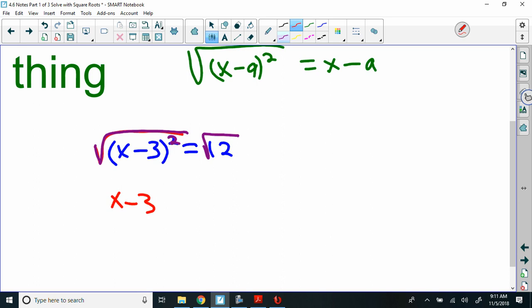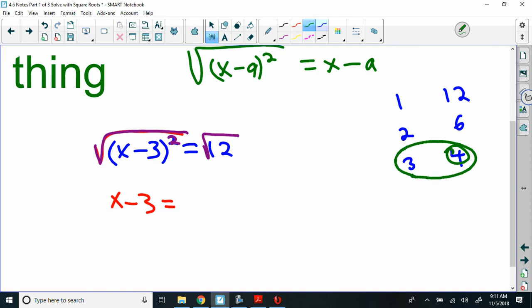So I take the square root of 12. I guess I better know how to simplify the square root of 12. 1 and 12, 2 and 6, 3 and 4. What's our biggest perfect square factor? Isn't 4 my perfect square? So I'll go with the 3 and the 4. So what's that going to equal? 2 rad 3. Good. That's going to equal 2 rad 3. What am I missing? What did I forget? Plus or minus. Got to have the plus or minus. And we're almost done.